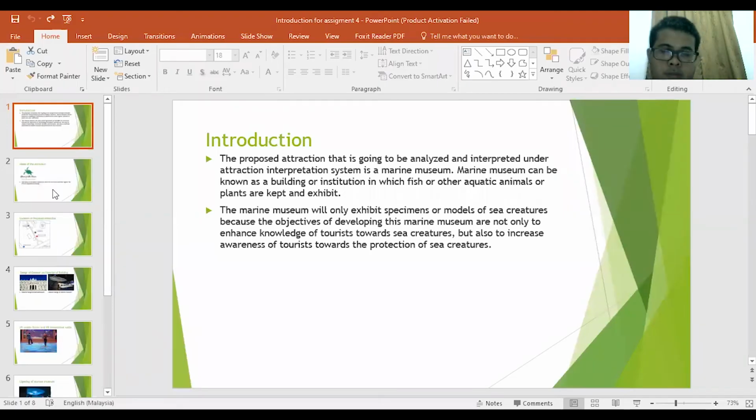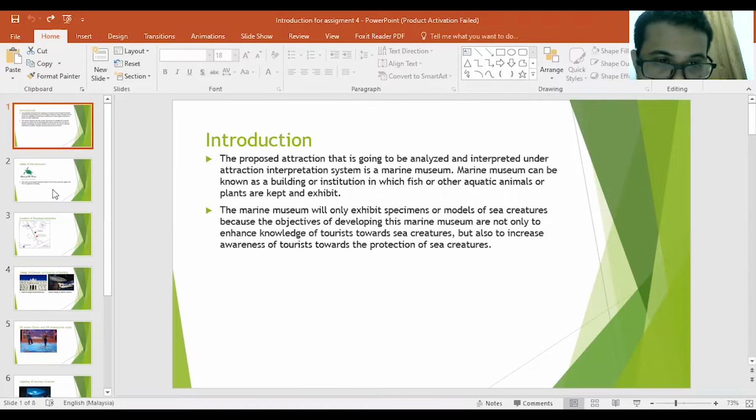Today I will present the second main module, the introduction to the interaction system, which is going to be energized and activated. Under the interaction system is a marine museum.